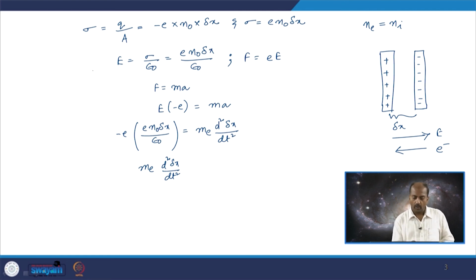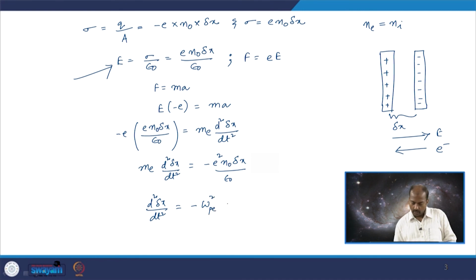We have already got the electric field here, right. So, it is equal to minus E square n naught delta x divided by epsilon naught. So, this looks like a simple harmonic motion. We can write d square delta x by dt square is equal to minus omega p e square into delta x. So, this is the angular frequency. That means that omega p e is equal to E square n naught by m epsilon naught.